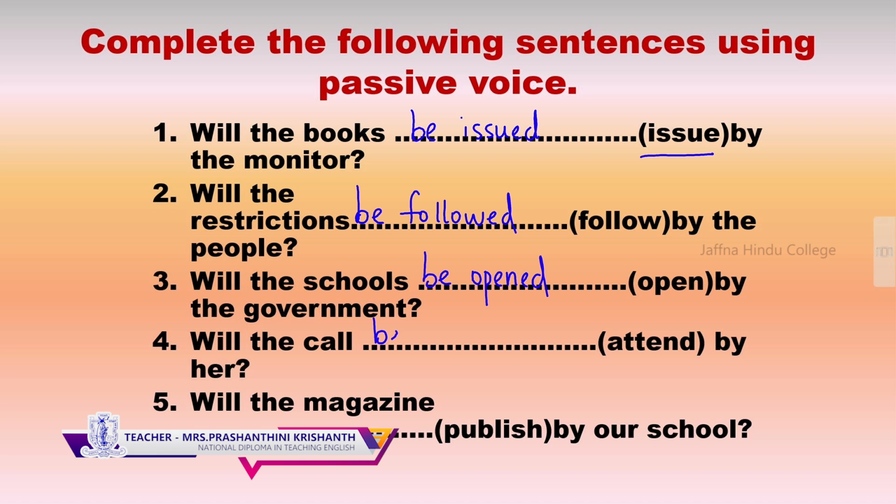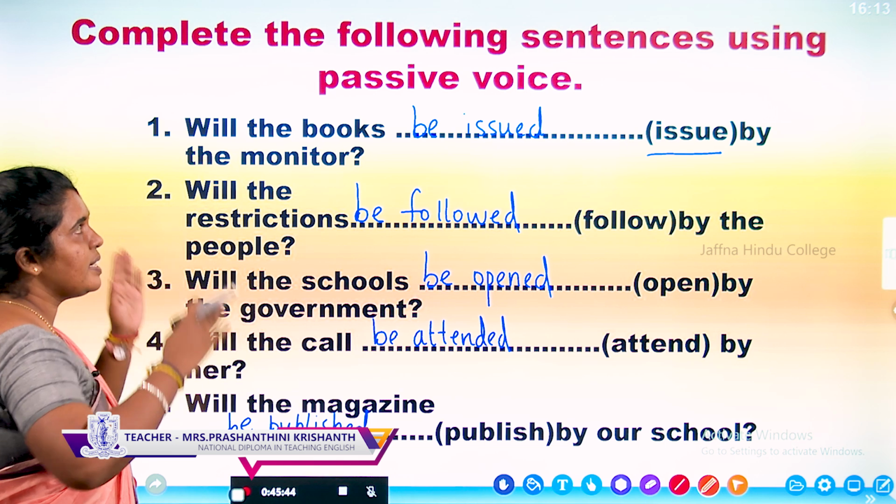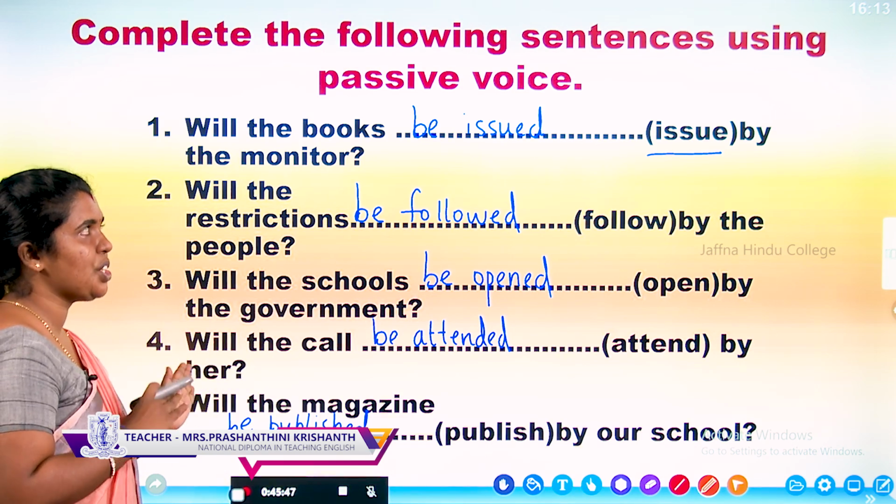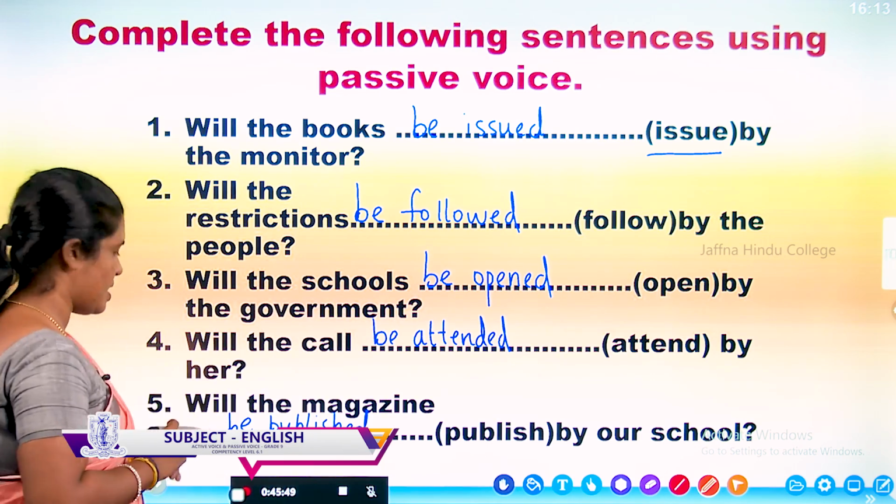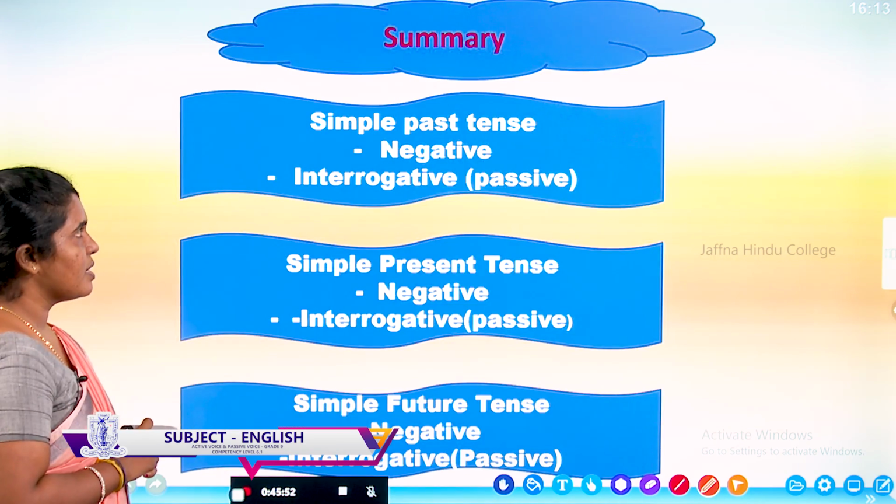Number 4, will the call dash within the bracket attended by her? So be attended, right? Be attended by her. Last question, will the magazine dash, the verb is published by our school? So will the magazine be published? Be published by our school. Okay, so this is an easy way to change passive voice interrogative sentences, future tense, right?